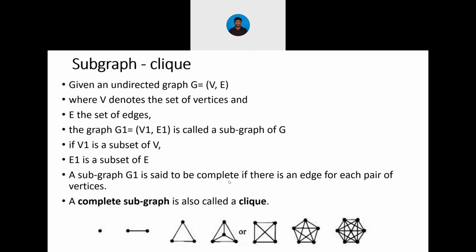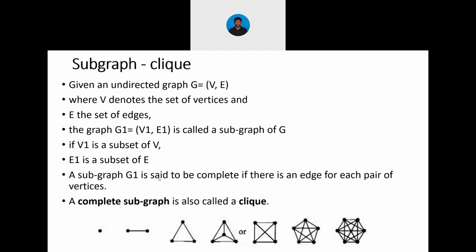The subgraph G1 is said to be complete if there is an edge for each pair of the vertices. This is a very important definition, right? When can we call a subgraph a complete graph? If there is an edge for each pair of the vertices. A complete subgraph is also called a clique. So from the graph I derive a subgraph, from the subgraph I define what complete means, and from the complete graph I define what a clique is.